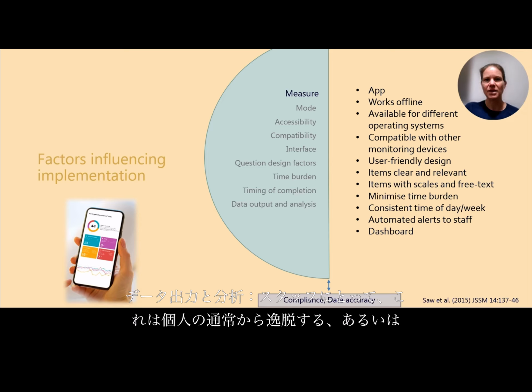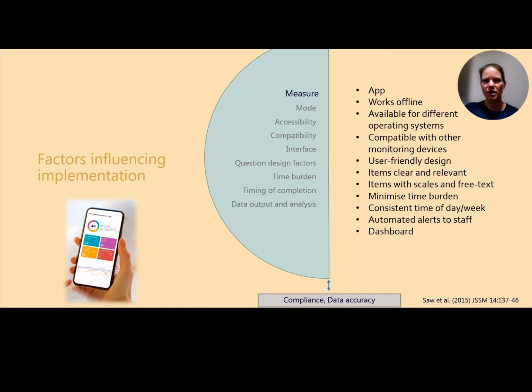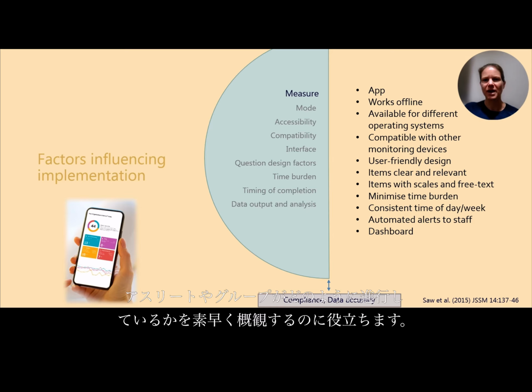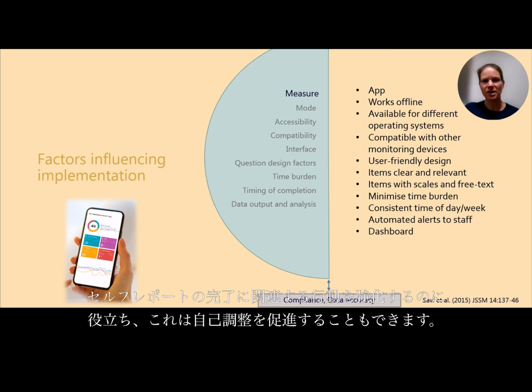Data output and analysis. For staff, this may mean automated alerts of any responses which deviates from an individual's normal or exceed a predetermined threshold. A dashboard is also useful to give staff a quick overview of how an athlete or group of athletes is tracking. For athletes, a dashboard can be useful to reinforce behaviours related to training, 24/7 behaviours, and completing the self-report. And this can also encourage self-regulation.